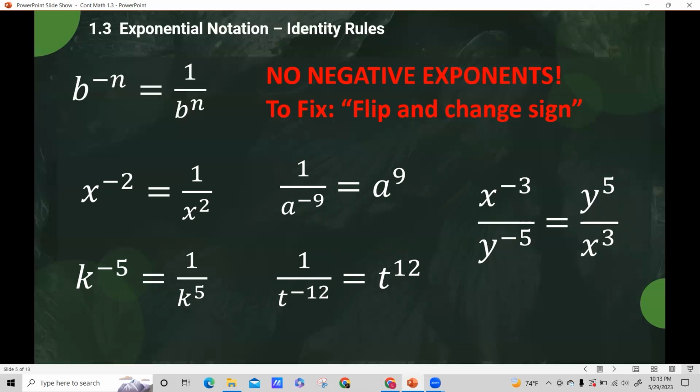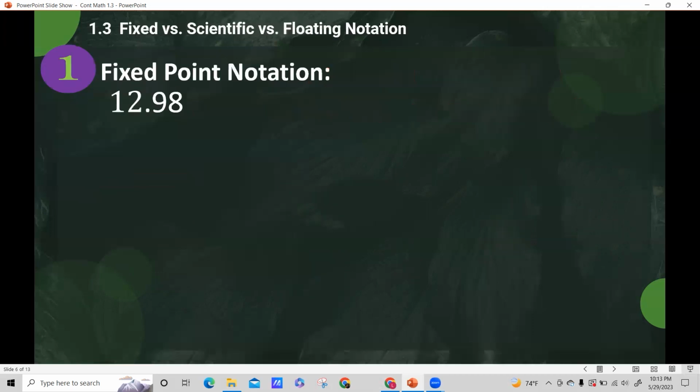All right, so that's just a quick identity rule that you will need to know. Okay, now we're going to move on. The next thing in exponential notation, we are going to talk about 3 different types of notation: fixed point notation, scientific notation, and floating point notation.